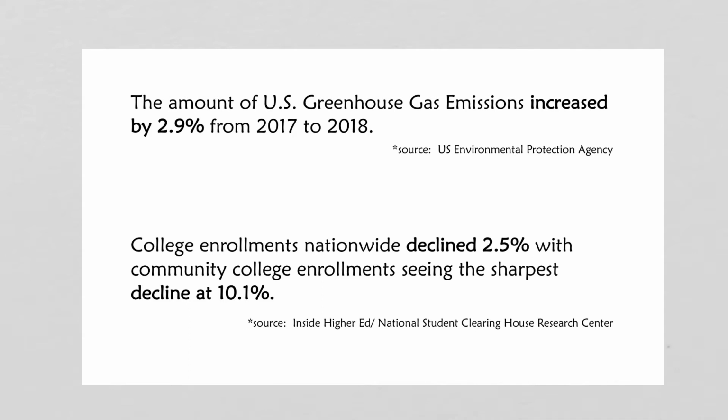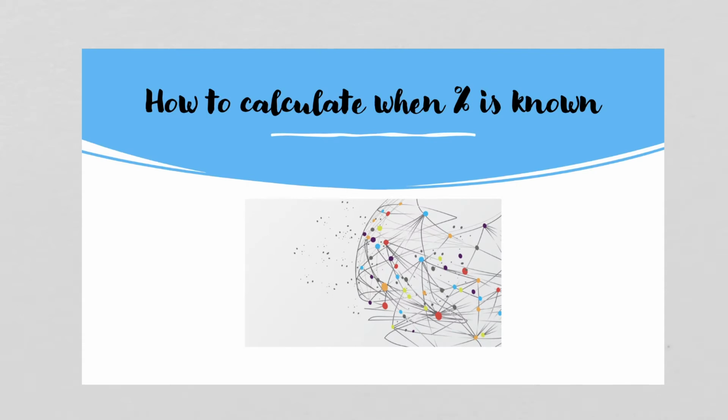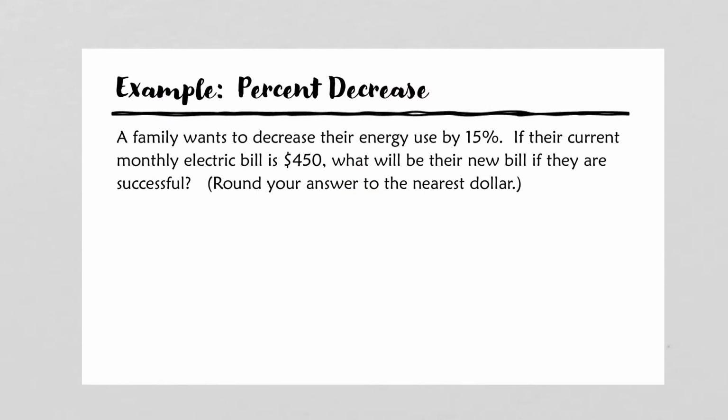So in this video, we're going to look at how to calculate percent changes, and more importantly, we're also going to look and dissect where they come from. So let's start by looking at examples when our percentage is known. Example 1. A family wants to decrease their energy use by 15%. If their current monthly electric bill is $450, what will be their new bill if they are successful?